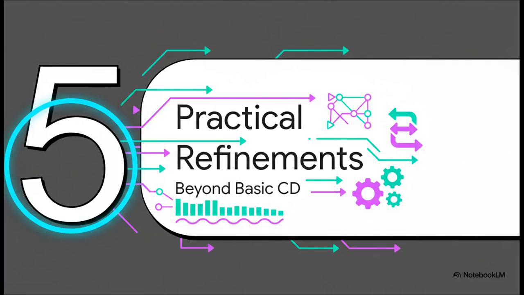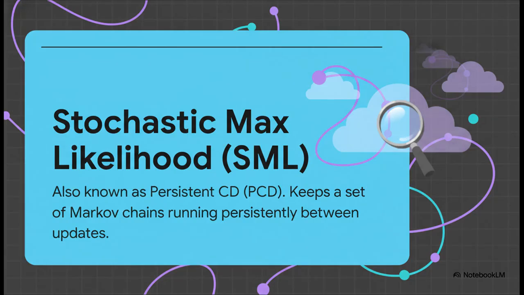Now, CD-k is really the foundational algorithm here, but of course, in the real world, researchers have come up with some pretty important tweaks and refinements to make it work even better. Probably the biggest refinement is something called Stochastic Maximum Likelihood, or SML. You'll also hear it called Persistent Contrastive Divergence. The idea is simple, but really powerful. Instead of starting the Gibbs chains from scratch with new data every single time, we just let them keep running. We have this persistent set of chains, and between each update to the model, we just run a few more Gibbs steps on them. This lets the chains explore the model's dream space a lot more thoroughly over time, and that can lead to a much better approximation of that negative gradient.